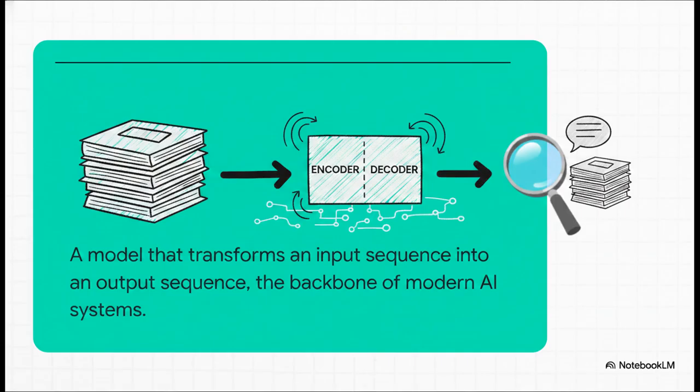So at its core, this whole encoder-decoder model is designed for what the experts call sequence-to-sequence tasks. Now that's just a fancy way of saying it takes one sequence of information, let's say a really long, dense report, and it transforms it into another sequence, like a quick one-paragraph summary. This basic process right here is the backbone of almost all modern AI.